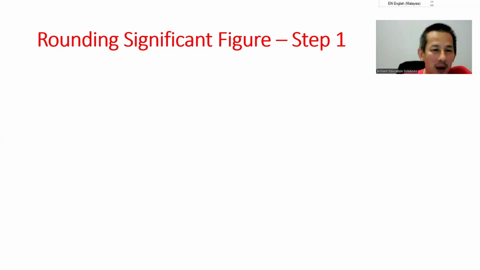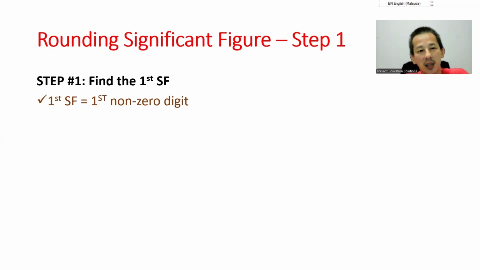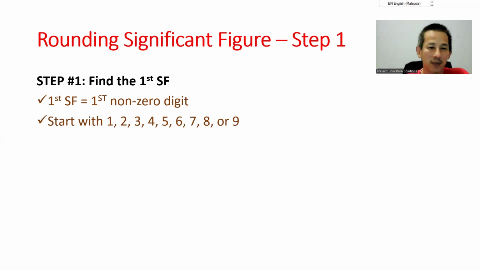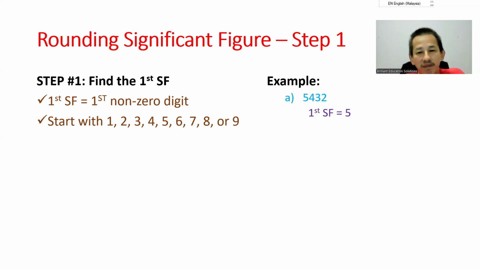So this is step one. You need to find the first significant figure. The first significant figure will be the first non-zero digit. I mean, your significant figures always start with 1, 2, 3, 4, 5, 6, 7, 8, or 9. Let's look at this example. 5432: the first significant figure will be 5.